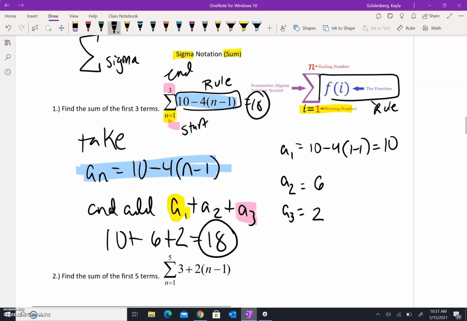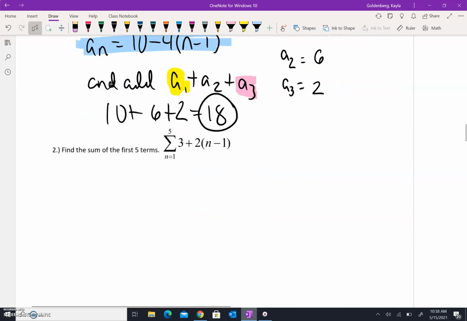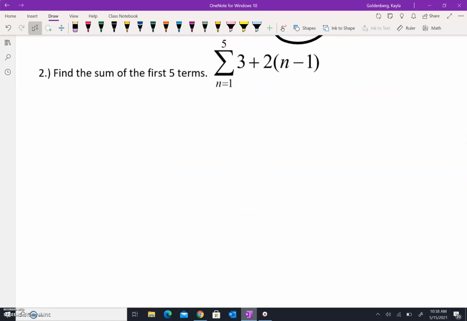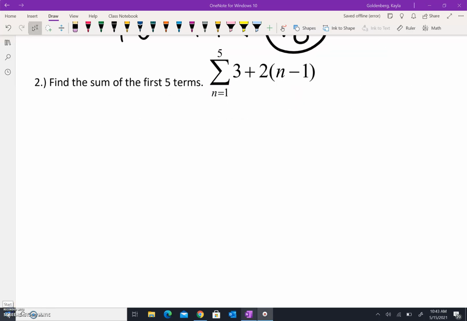So I've got a practice problem and I've got a different rule. I want you to practice thinking through what this is asking us to do, right? The sum of the first 5 terms. Go ahead and calculate those 5 terms and calculate the sum. And make sure you know what each part of the sigma notation means. Feel free to reference the previous example if you need to. So go ahead and pause, try that out, and unpause the video when you're ready to check.